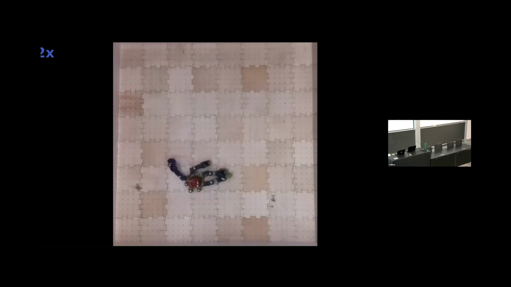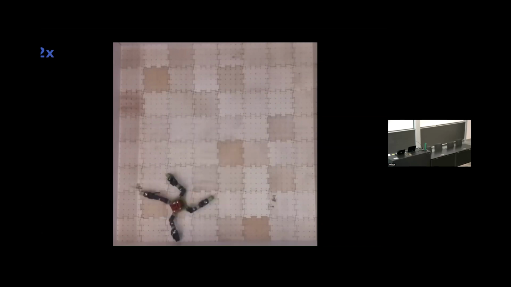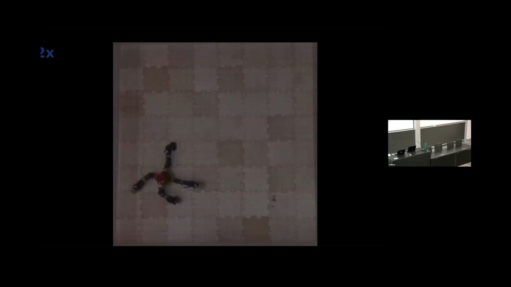And finally, the last one. What is interesting with this one is that our system was able to evolve symmetry, even though we didn't have any condition for symmetry, and it is able to move quite well.